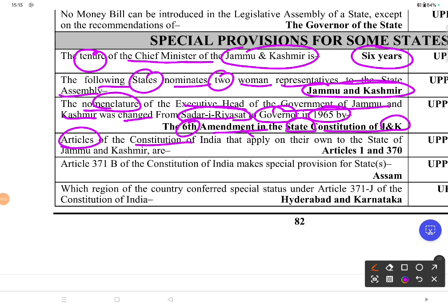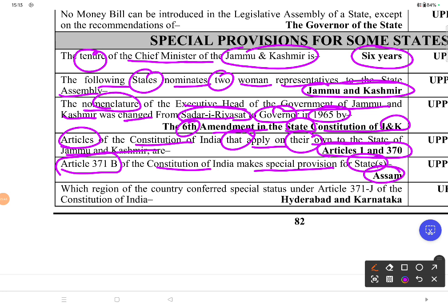The Articles of the Constitution of India that apply on their own to the state of Jammu Kashmir are Article 1 and 370. Article 371B of the Constitution of India makes a special provision for the state of Assam. The region of the country conferred special status under Article 371J of the Constitution of India is Hyderabad-Karnataka.